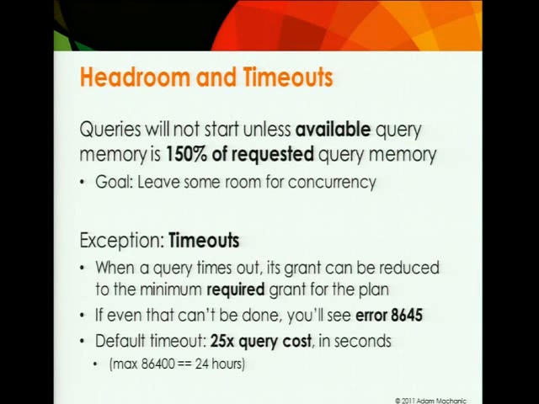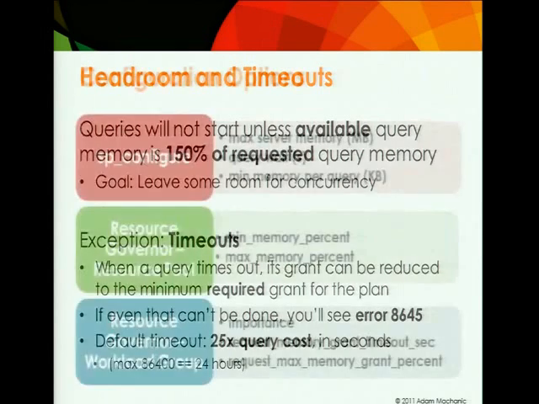Or you'll see this error, 8645, which is a fairly severe level 17 error that says there wasn't even enough memory to start with the minimum grant. Goodbye, thank you for playing. So we really want to start monitoring this and making sure this is not happening in our systems, and that we don't have queries waiting 24 hours before they can even begin, only to be hit with a nasty error. This is not a good thing to have happen. Trust me on this.